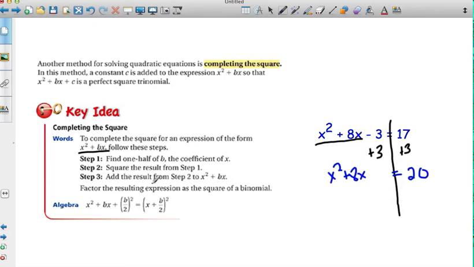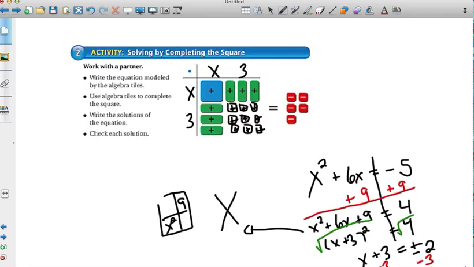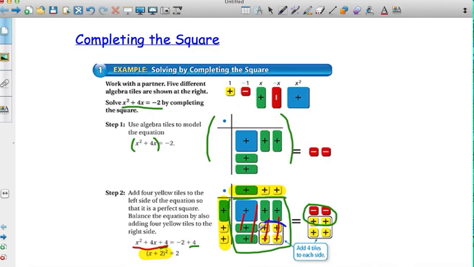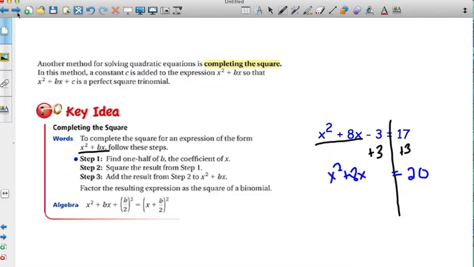Okay, now here we go. Step number 1. What is this number back here? I ended up having to add 9. We're trying to figure out how we can figure out this number without having to do tiles. So here's the equation. It says find 1/2 of b, which is the coefficient of x. So I need 1/2 of 8, which is 4.